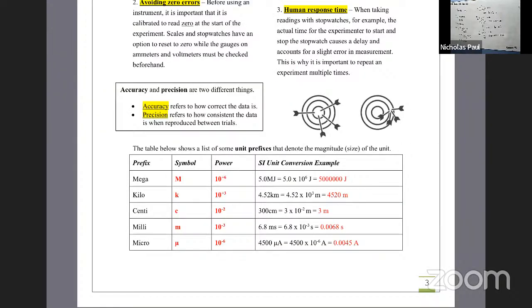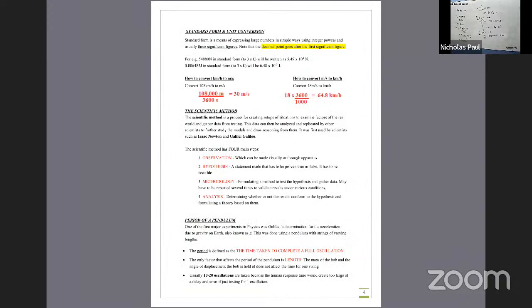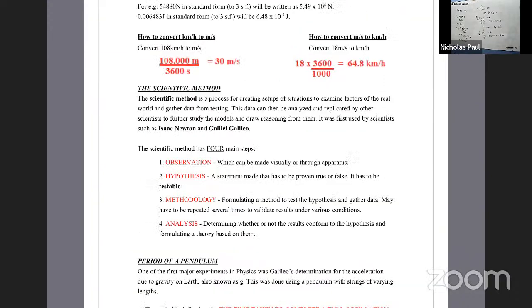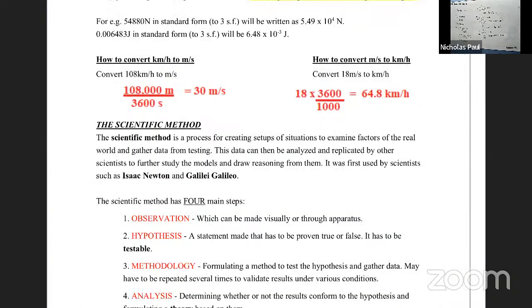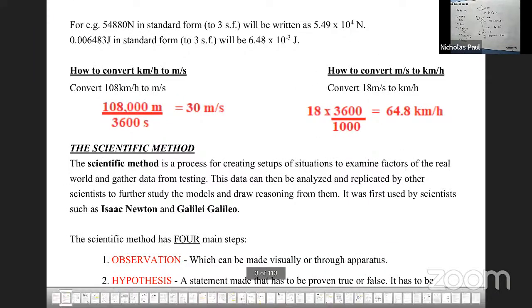Right, nice. So we went through that. And we talked about standard form, the scientific method, we talked about standard form. I'll do the conversions later on. Actually, I can show you that now. Sometimes we have to learn to convert across units.